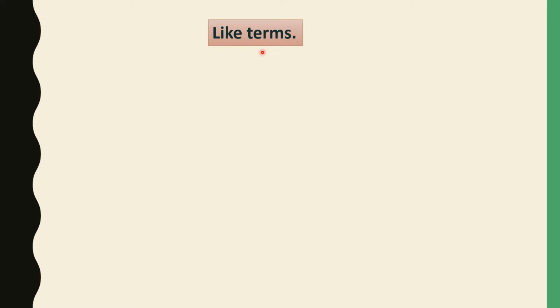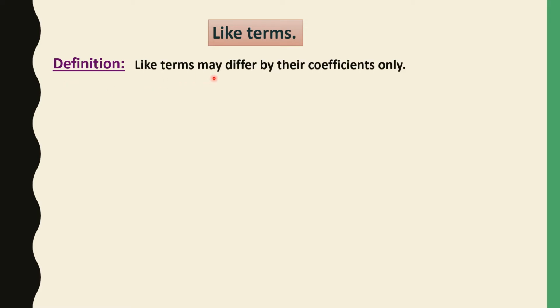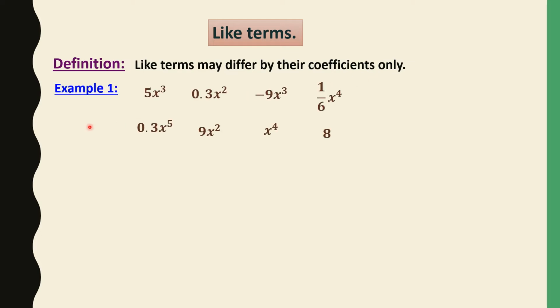Now let's continue with like terms. Definition: like terms may differ by their coefficients only. Example, we have these 8 monomials. Let's see among these 8 monomials which ones are like terms. To identify the like terms, we need to find monomials having different coefficients but same variables with same degree.